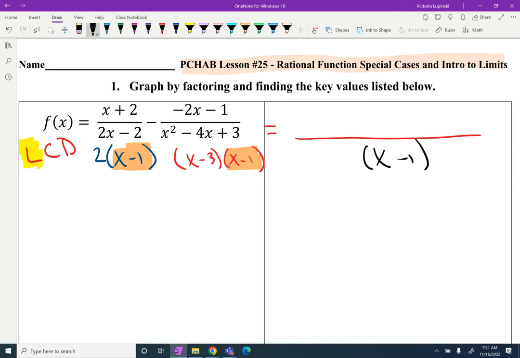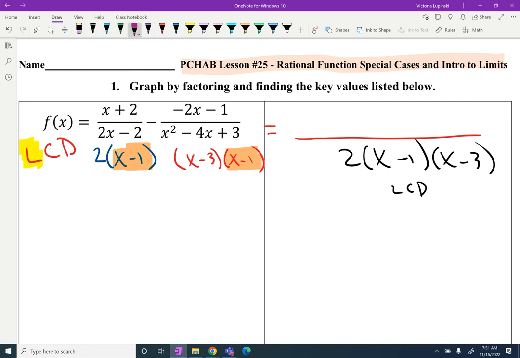Then you need everything else. So you also need a 2, and you also need an x minus 3. But again, the fact that you only need one copy of x minus 1 as opposed to needing 2 copies really is going to make your life a lot easier. So once you have figured out what the LCD is, and again, the LCD is that denominator, then you have to figure out what is happening on the top.